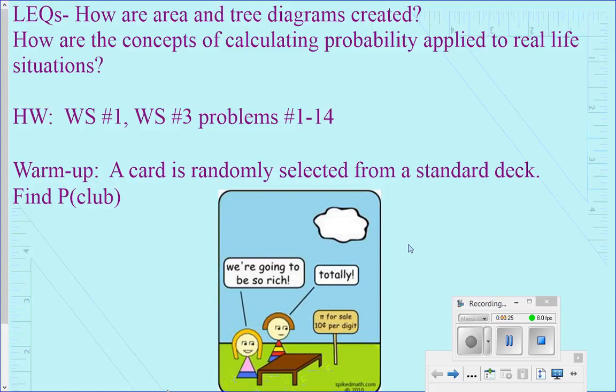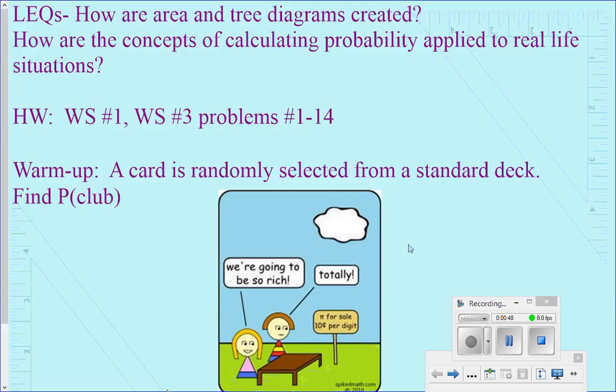So you should know the basic makeup of cards, like how many cards are in a deck, how many clubs are in a deck, jacks, queens, kings, how many face cards, how many red cards, how many black cards, how many clubs, spades, hearts, or diamonds. You should know all of those.